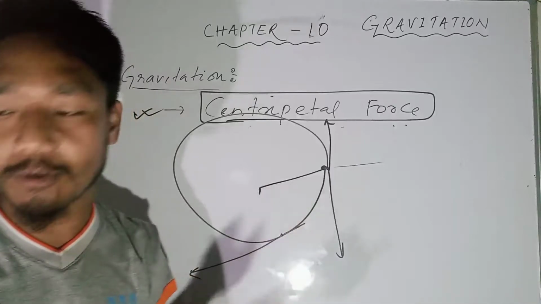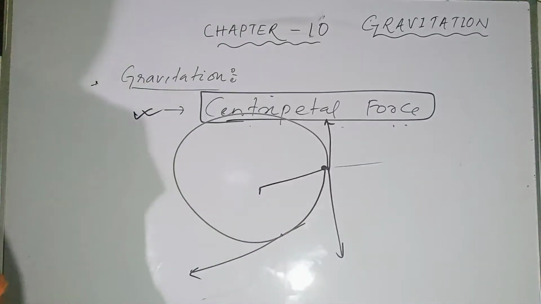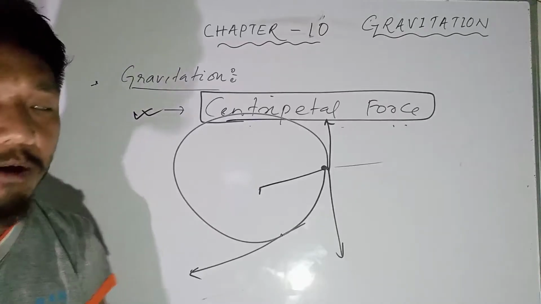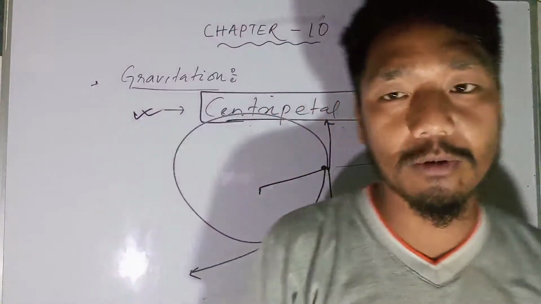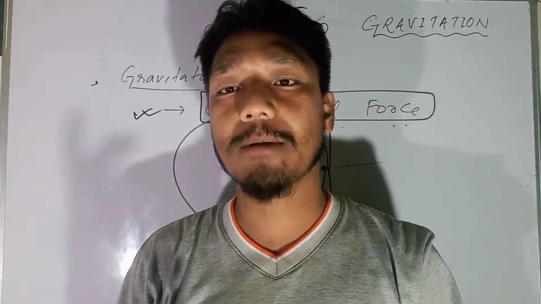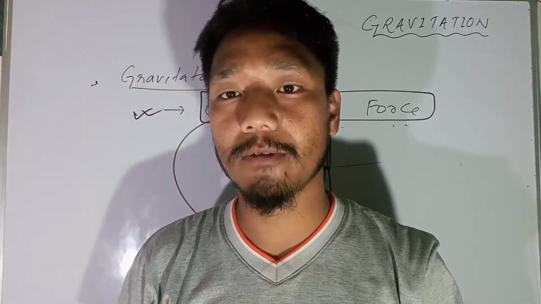Okay, the force is produced due to circular motions. Circular motions. Such types of force is what we call a centripetal force.